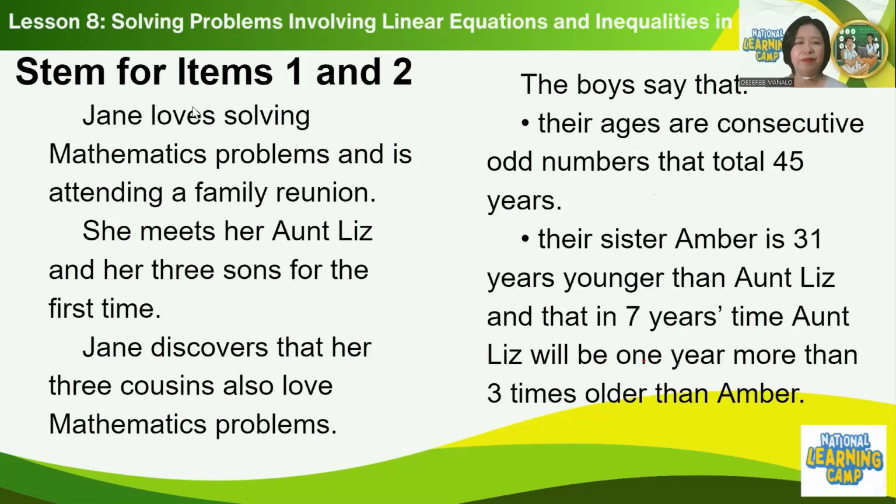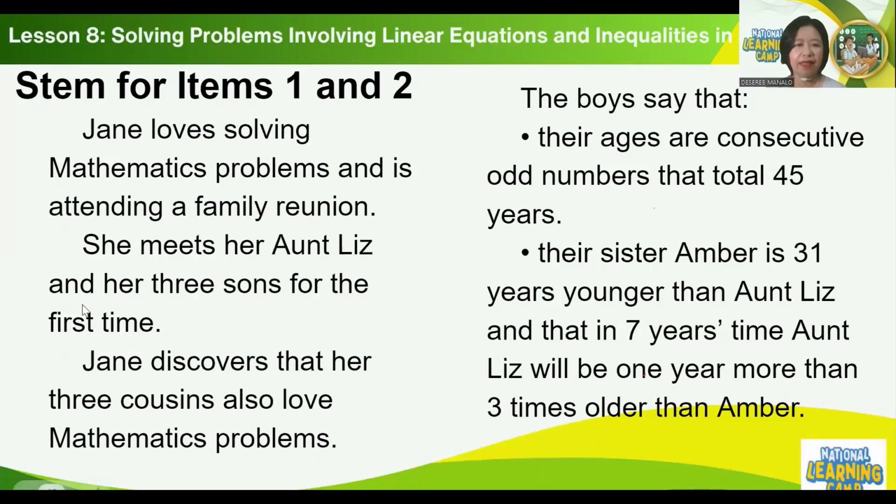Let's proceed to STEM for items 1 and 2. Jane loves solving mathematics problems and is attending a family reunion. She meets her Aunt Liz and her 3 sons for the first time. Jane discovers that her 3 cousins also love mathematics problems. The boys say that their ages are consecutive odd numbers that total 45 years.